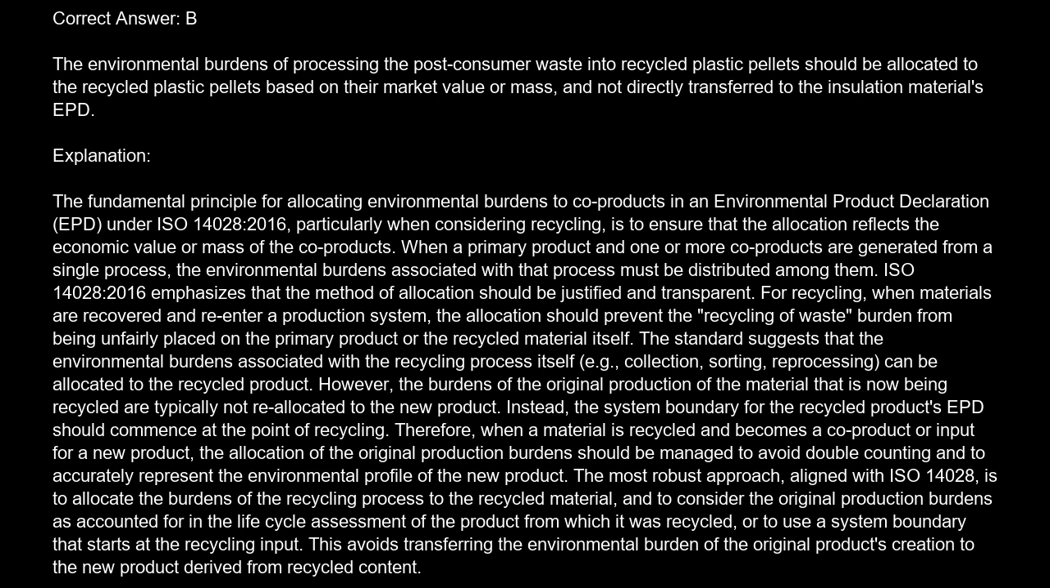Therefore, when a material is recycled and becomes a co-product or input for a new product, the allocation of the original production burdens should be managed to avoid double counting and to accurately represent the environmental profile of the new product. The most robust approach, aligned with ISO 14028, is to allocate the burdens of the recycling process to the recycled material, and to consider the original production burdens as accounted for in the life cycle assessment of the product from which it was recycled, or to use a system boundary that starts at the recycling input. This avoids transferring the environmental burden of the original product's creation to the new product derived from recycled content.